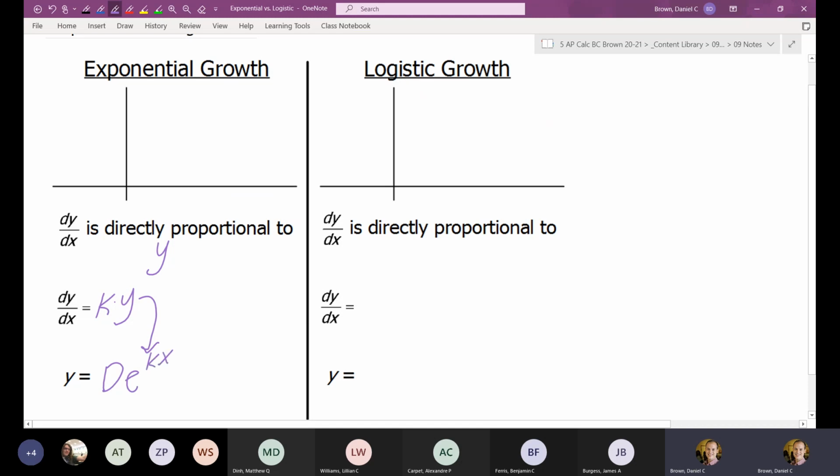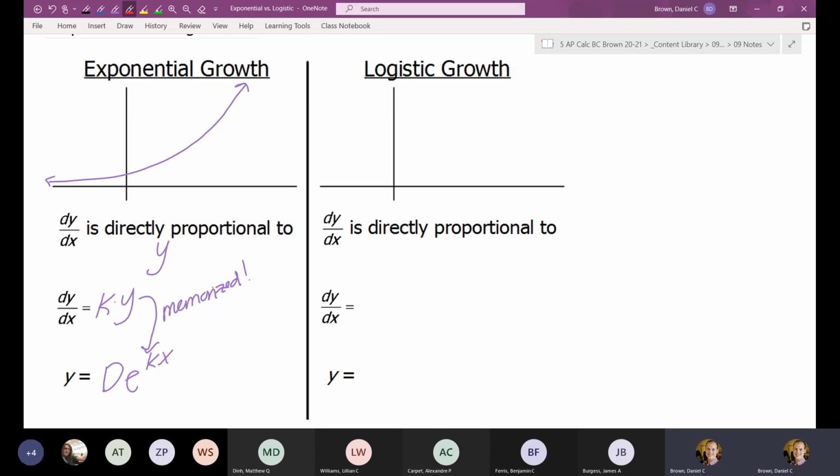Again, one way to do it is to separate the variables, integrate both sides, and go from there. But it is going to be a lot easier if you have just memorized that shortcut. That differential equation is going to describe exponential growth, and it would look something like that.